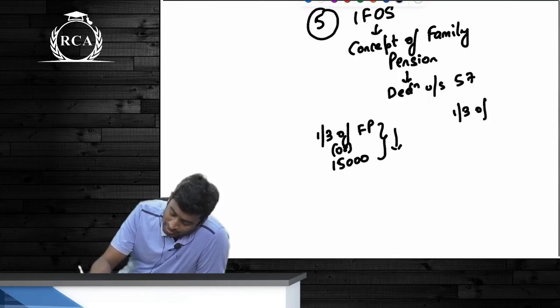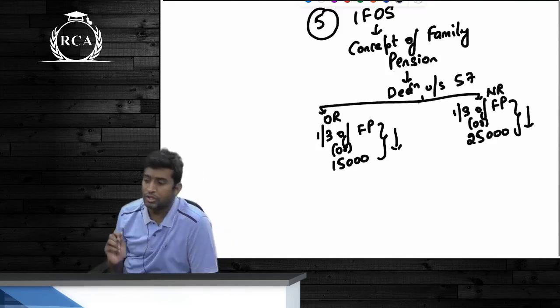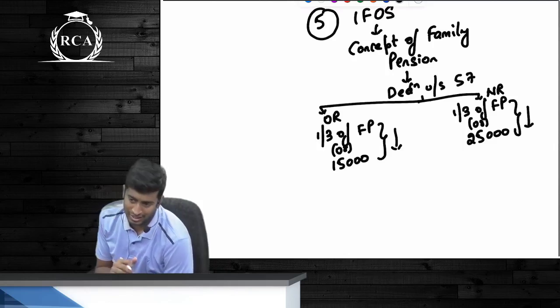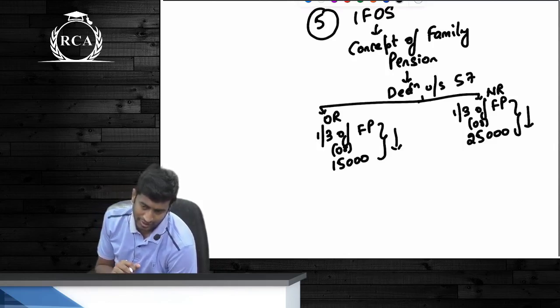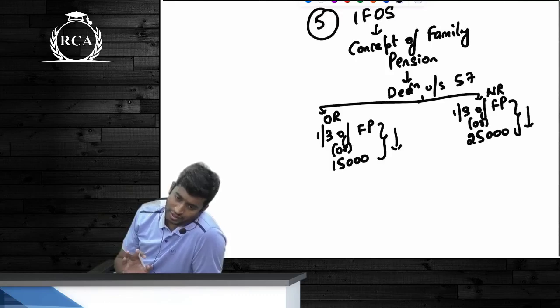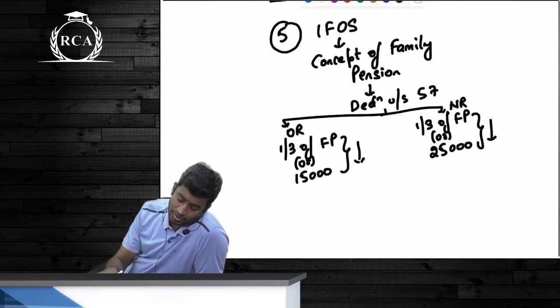Now that has become 15 or 25, whichever is lower, but this is under old regime, this is under new regime. This is the only amendment in the other sources topic. They have increased the standard deduction amount for family pension from 15,000 to 25,000, that too if you are availing new regime. Now you can copy this.